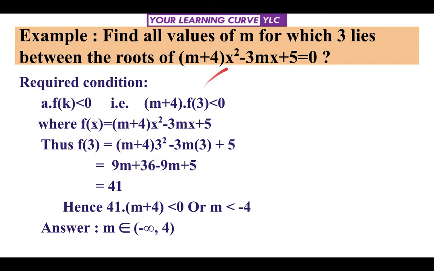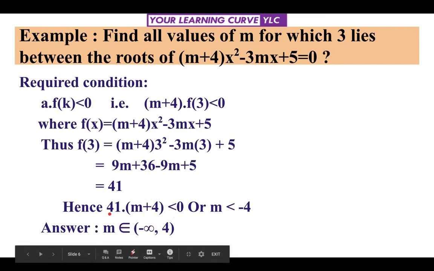So f of 3 is, you put the value of x as 3 in this equation, you get (m plus 4) into 3 squared minus 3m into 3 plus 5, or 9m plus 36 minus 9m plus 5, which gets cancelled and we are left with 41. It is just a coincidence that we are left with a constant number, but it could be a factor involving m also, but it doesn't matter. Here you will be getting a product of two factors and you solve the inequality. Hence we are arriving at the inequality 41 times (m plus 4) is less than 0.